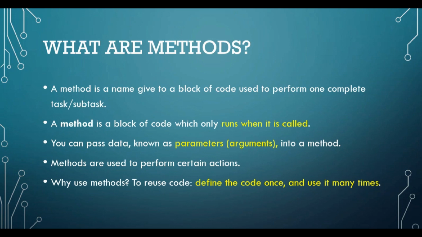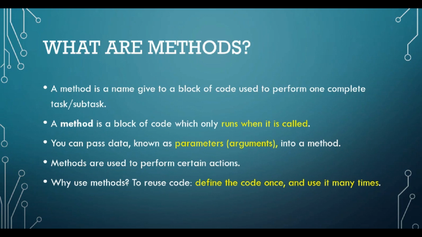Now what do we mean by a complete task or a complete subtask? Let's take an example. For example, there is a bakery. In a bakery, the complete task is actually purchasing flour and sugar and whatever material you need for baking, then preparing the dough and baking the cakes or the bread or whatever, and then selling it. This is one complete task.